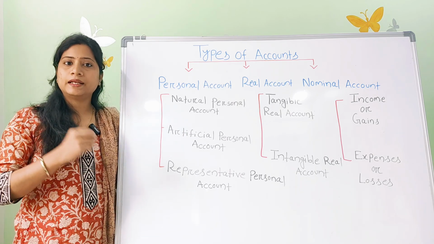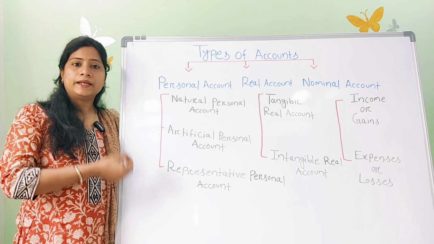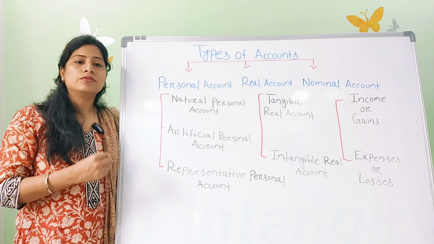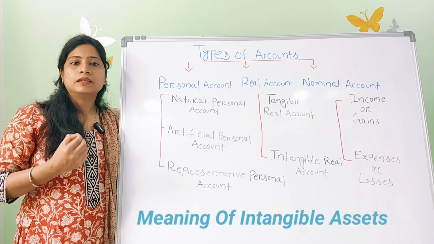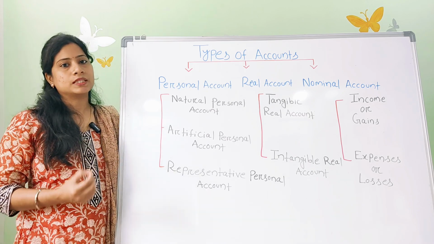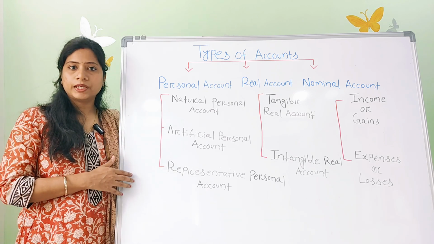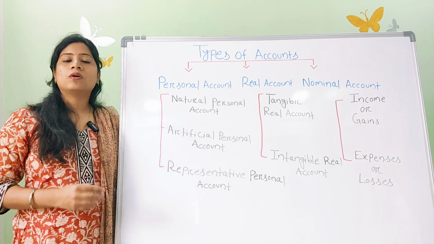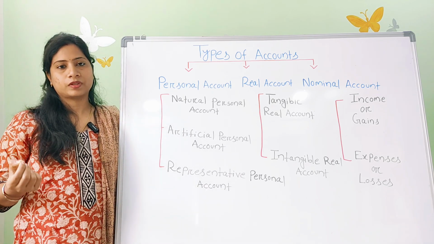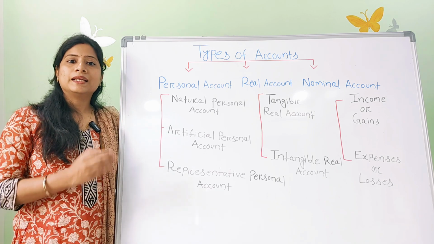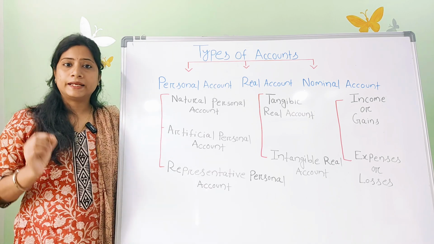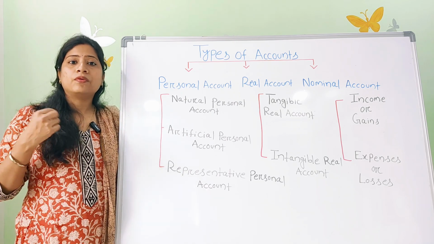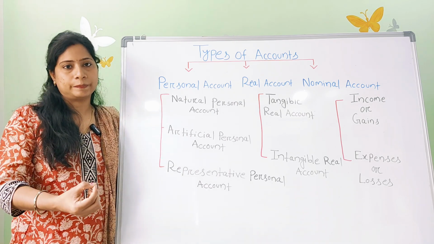For example, land and building, furniture, plant and machinery. And intangible assets are those assets which we cannot see and which we cannot touch, and they don't have any physical existence. For example, goodwill, copyright, patent. Second point, real accounts are also called permanent accounts. Why? Because they are not closed at the end of the accounting year, and balances are carried forward to the next accounting year.